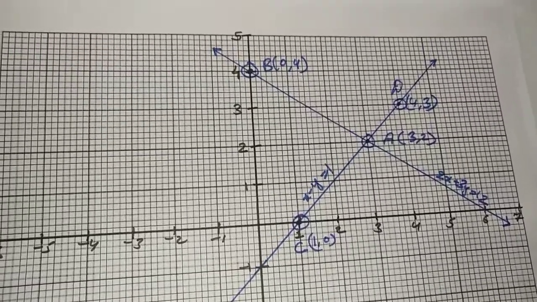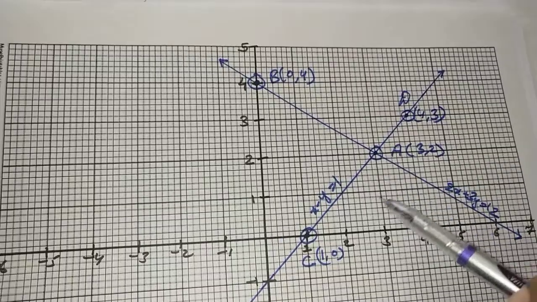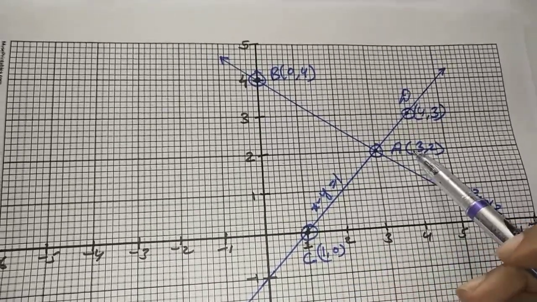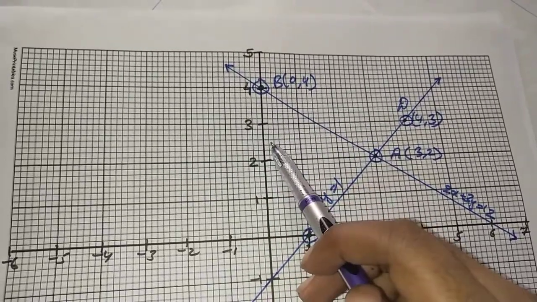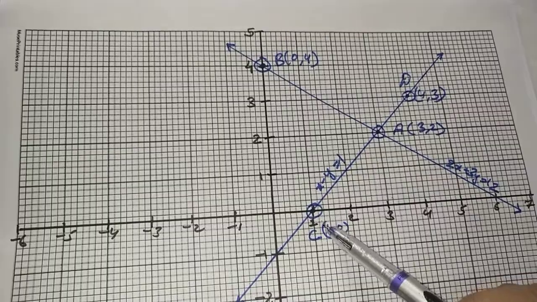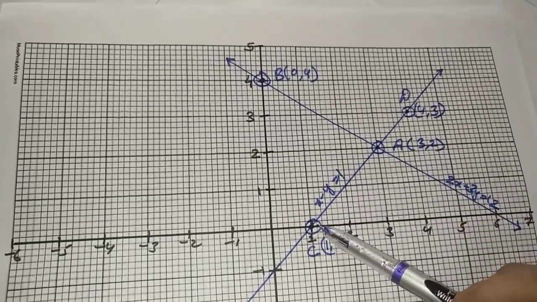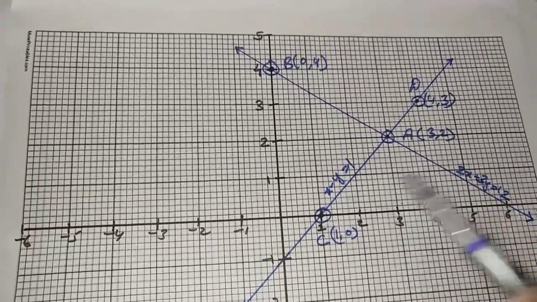Now what we are going to do is first plot the point A, that was 3, 2. 3 from the x axis, y 2, so this becomes the first point. The next point was 0, 4, so 0, 4 will be on the y axis. Next point was C, 1, 0, so it will be 1, 0, and next point D. Now C and D were for the second equation, so draw a straight line connecting them.